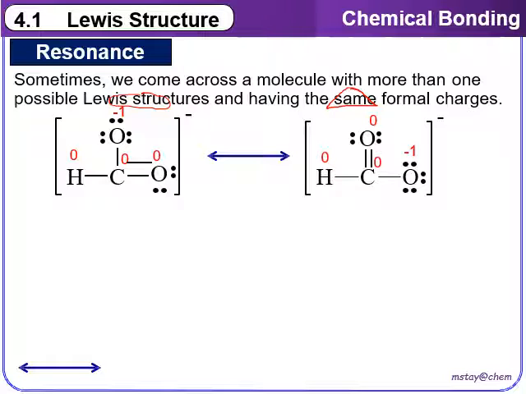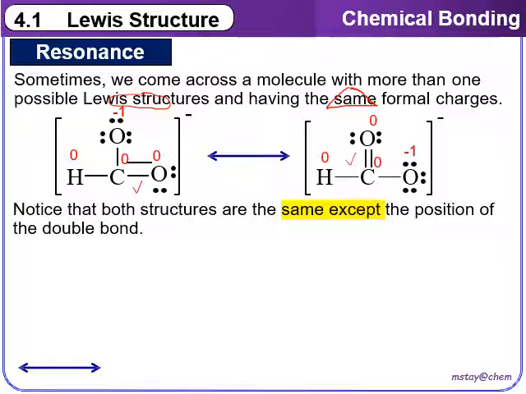So for example, here, the double bond is between carbon and oxygen. In the second structure, there is also a double bond between carbon and oxygen. Only the position is different. So both structures look the same, but actually the positions of the double bond are different, so we still consider these two as different structures.